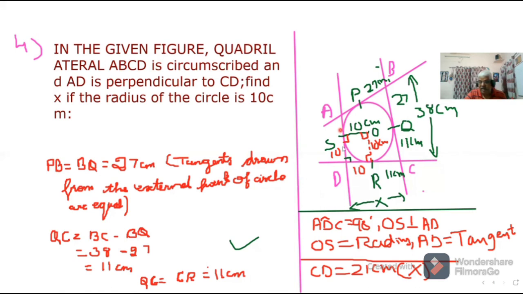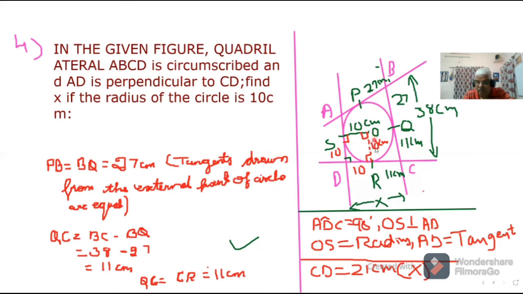Here they said, observe, angle ADC is 90 degree. This is D, 90 degree they have mentioned. AD is perpendicular to OS. Means OS is the radius, AD is the tangent. What is the relation between the radius and the tangent DS? As we have studied, according to the theorem, the radius and the tangent, they are perpendicular. Means here we got S angle is 90 degrees.